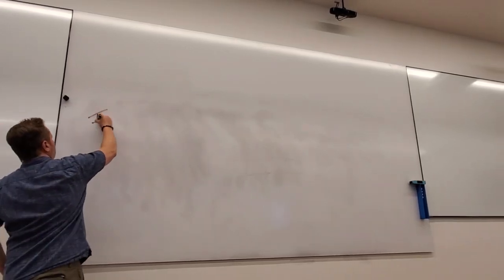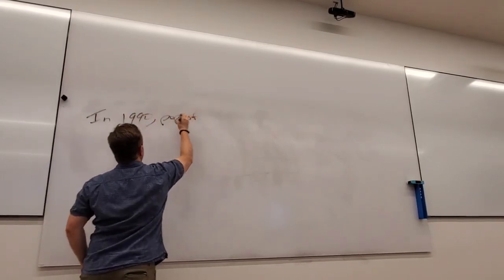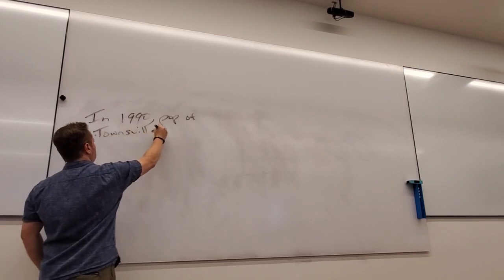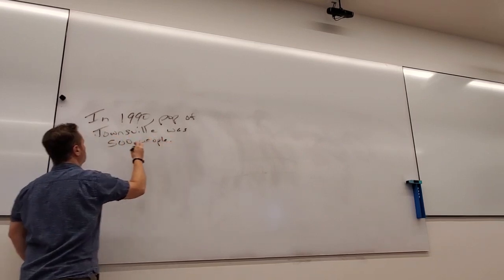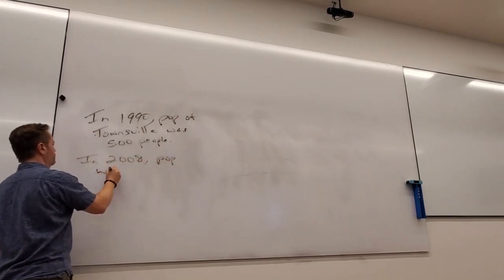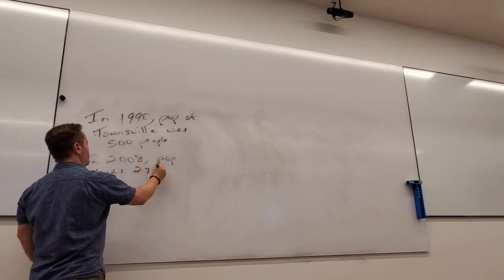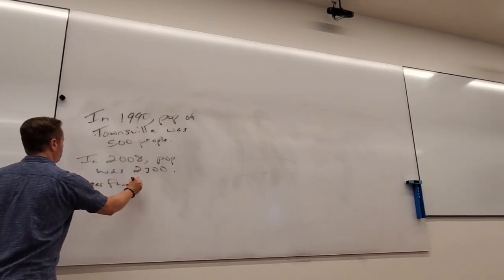So what if in 1990, the population of some town, we'll call it Townsville, the population of Townsville was 500 people. In 2008, the population was, what do you got, Jeff? Let's see. Doesn't really matter that much. Let's go 2,300. So this little town is just exploding. And I want a linear function that models the population.